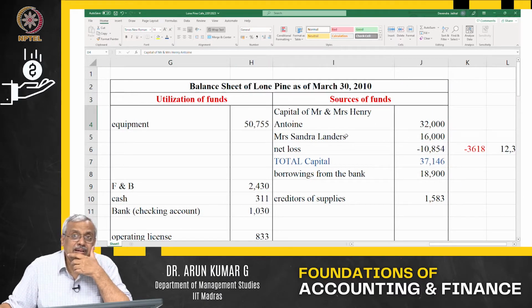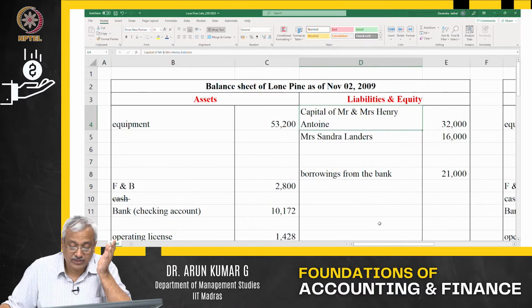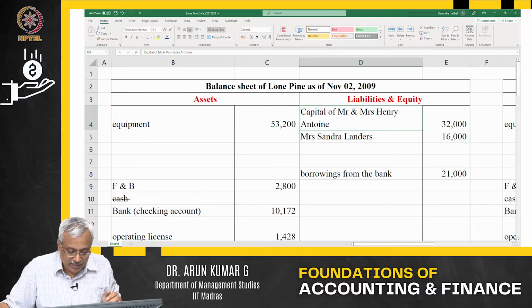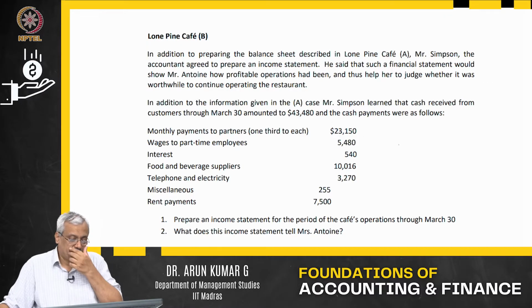Now, let me take up all the transactions that happened between November 2nd and March 30th. Let me reconstruct it, and let me know where the loss originates. Is the loss just part of the general operation of the enterprise, or is it originating from any specific source? That is where we do the income statement. Now, read the income statement part of it, we will solve it now.